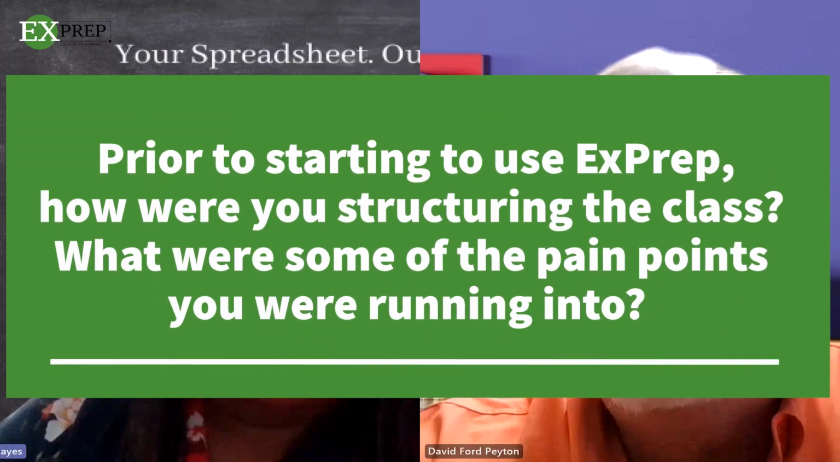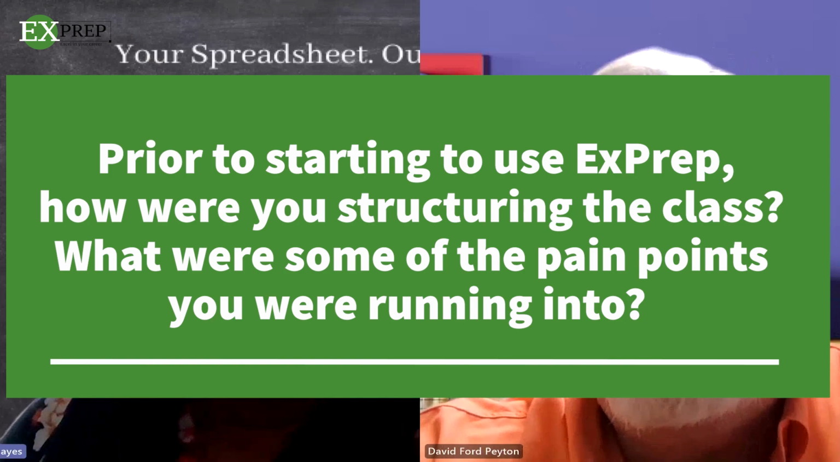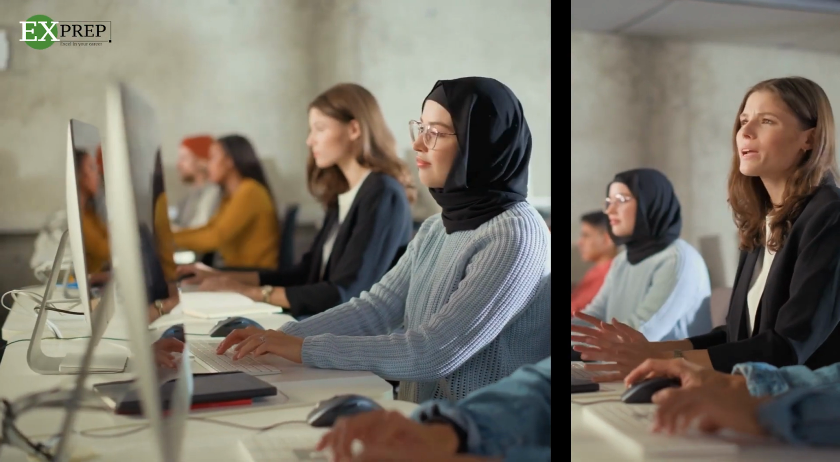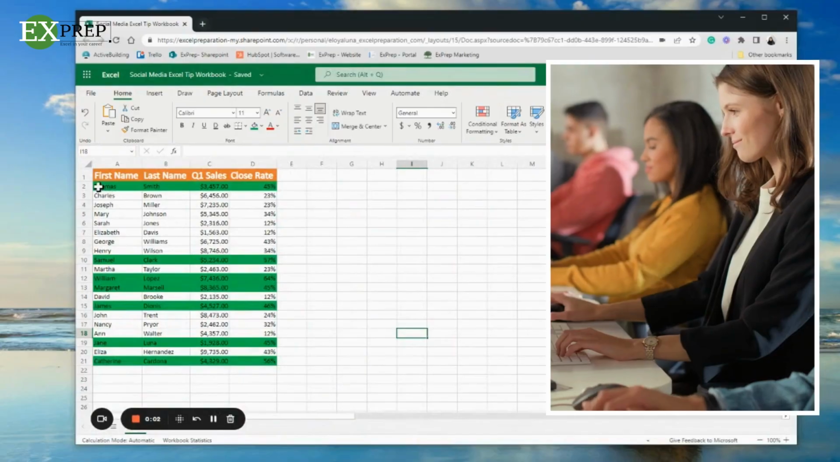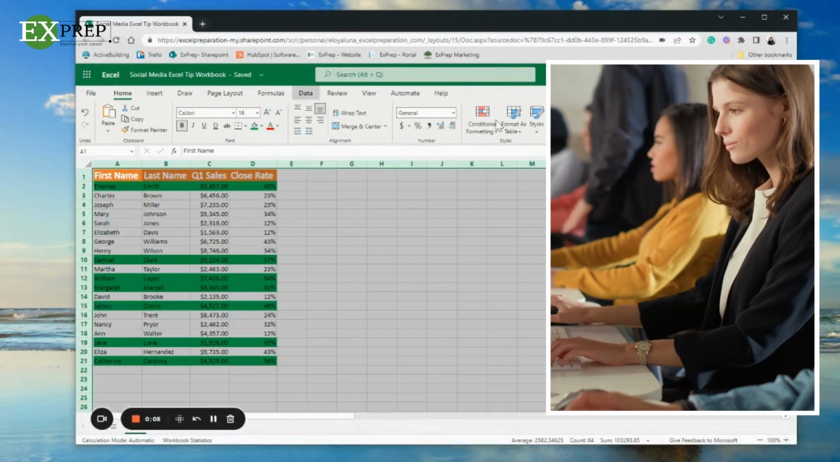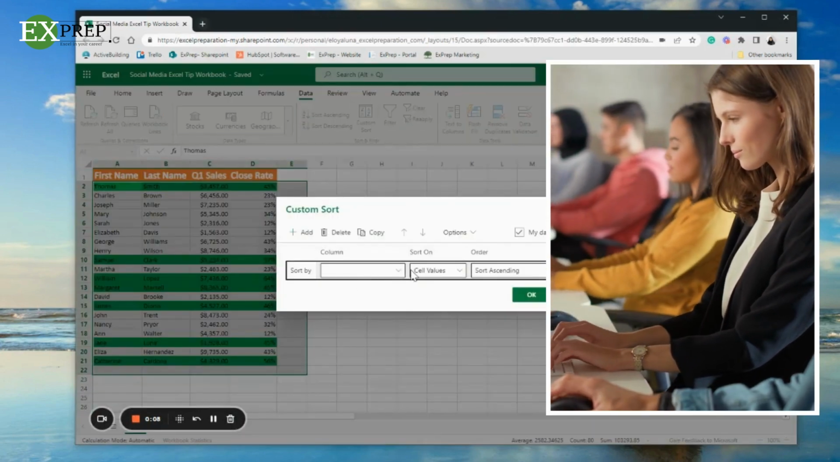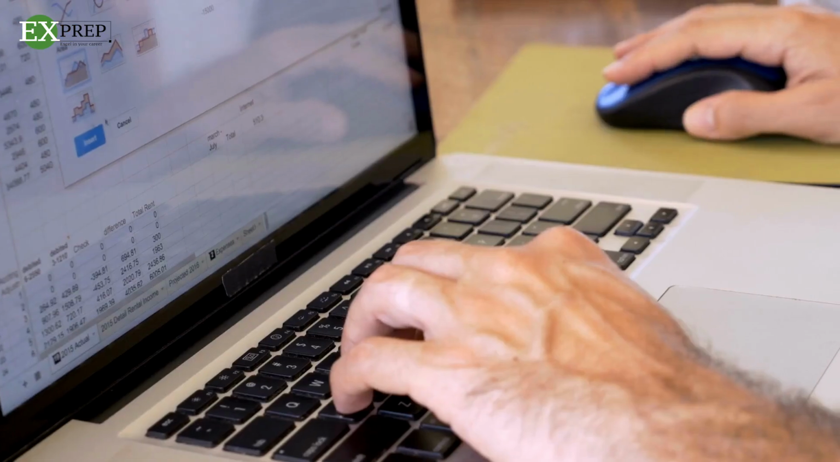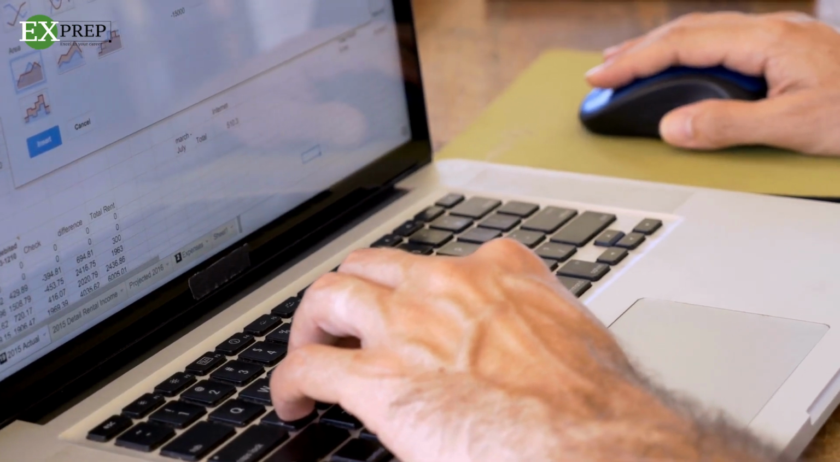Okay. So, prior to starting to use XPrep, how were you structuring the class, and what were some of the pain points that you were running into? Structuring the class was primarily just me. I'm the type of professor who likes to give feedback to my students based upon what they're doing wrong in Excel. And a lot of our students, when they get to my class, have had fundamentals of Excel, or I would call it just going through the structure of Excel, not really getting into some of the deep formulations and stuff like that.